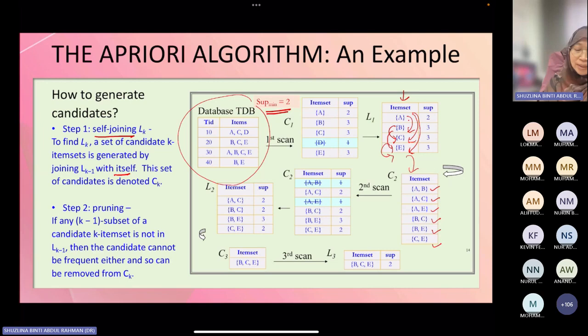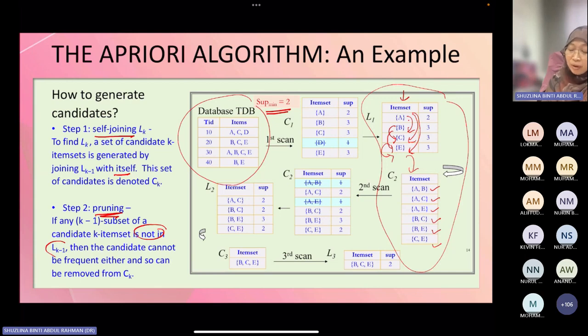So this is what we call step number 1, self-joining from k-itemsets to (k+1)-itemsets. This is an example of the self-joining. The second step is pruning. Pruning is basically to remove any candidate k-itemset that is not in Lk, not in the database. The candidate cannot be frequent either, and so it has to be removed.